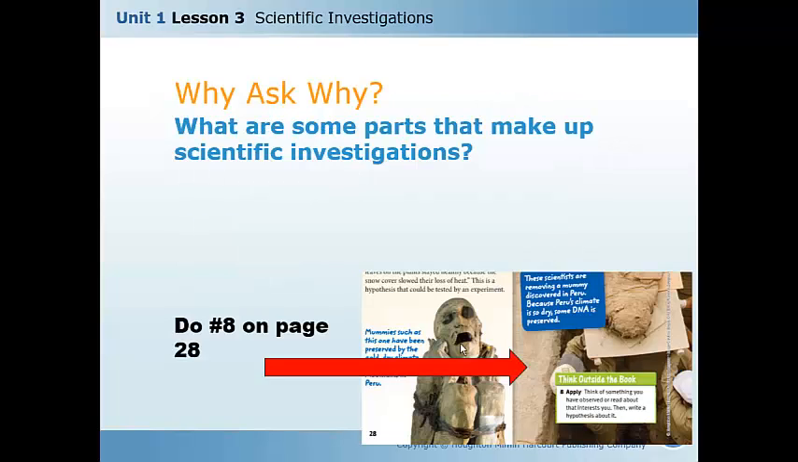Number 8 on page 28 is going to ask you to apply, to think of something that you've observed or read about that interests you, and then write a hypothesis about that thing. So I want you to do that. That would be something that you could do in your book beside a number 8. There's a blank spot. Be a great place for it. Go ahead and pause the video and do that now.